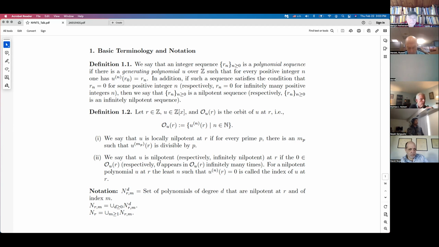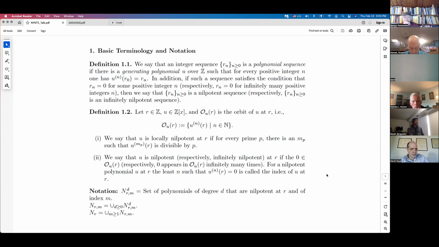And nilpotent is similarly defined. When I say similarly, I mean you are actually going to see 0 in this orbit. And if it happens at least once, then we will say that U is nilpotent at R. And if it happens infinitely many times, we will say that U is infinitely nilpotent at R.